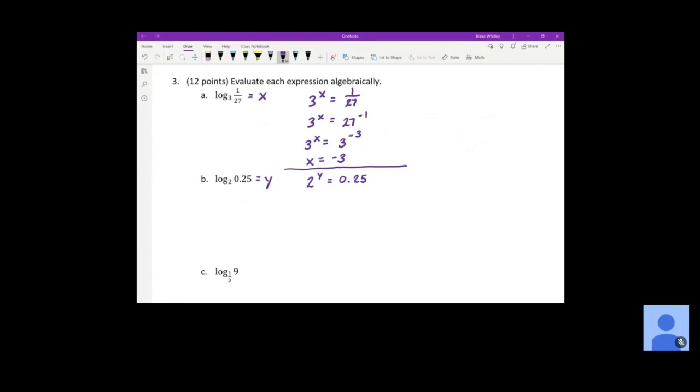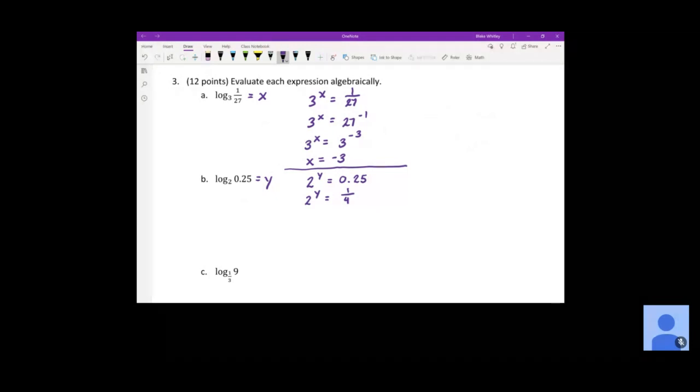And one thing that might help here is to think of that decimal as a fraction so that it's similar to the first one we did. So 0.25 is the same as 1/4, right? So we know 2 to the y equals 1 over 4 now. So now it's kind of similar to the first problem we did. So how could we rewrite 1/4 to have the same base as the other side?